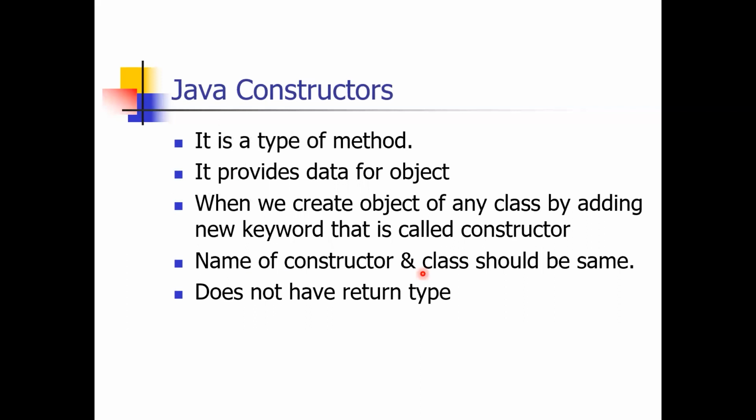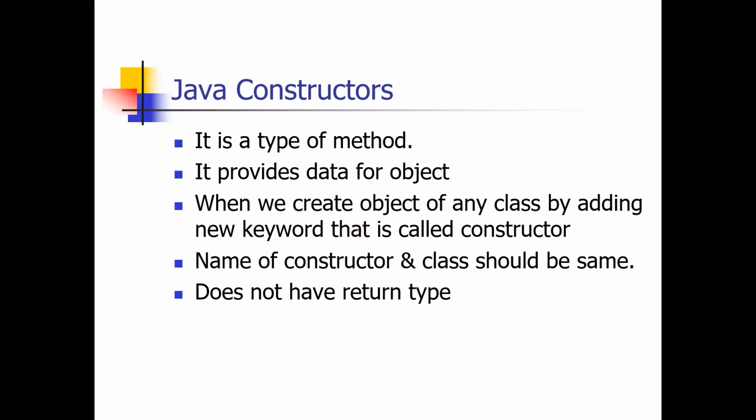Next is the Java constructor. Constructor means something which constructs, which creates something. So it is a type of method. When we create any object, that is construction. It provides data for the object. When we create an object of any class by using the new keyword, that is called a constructor.